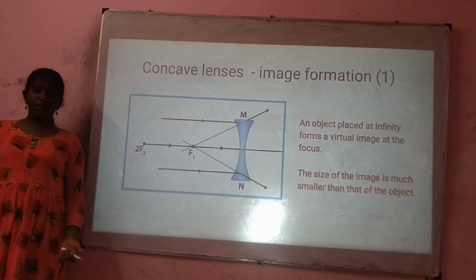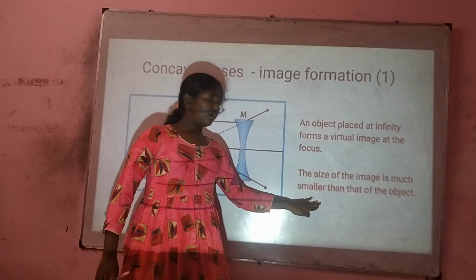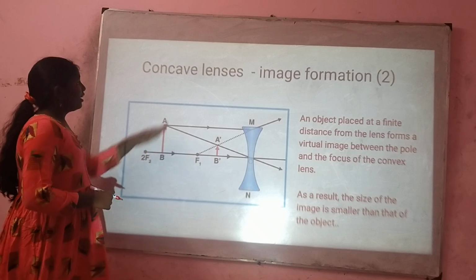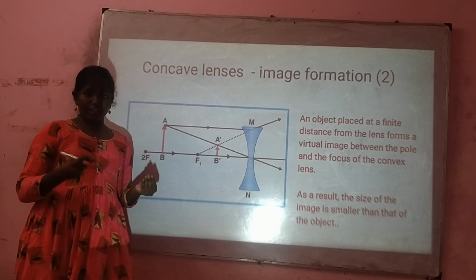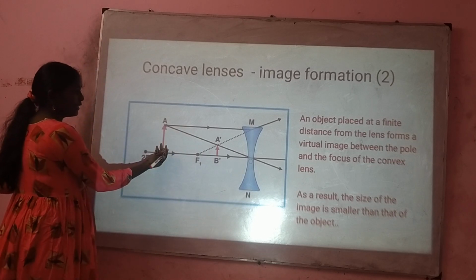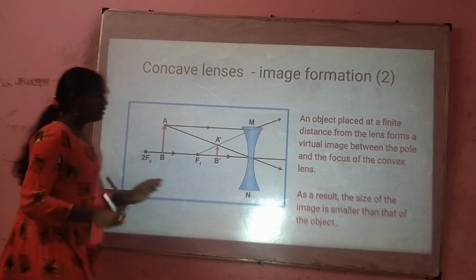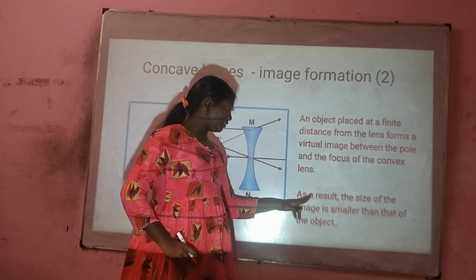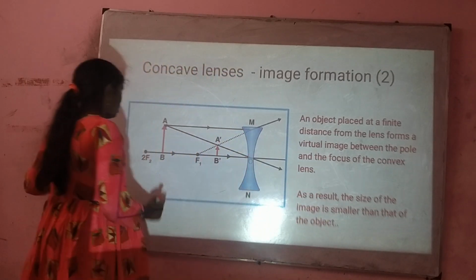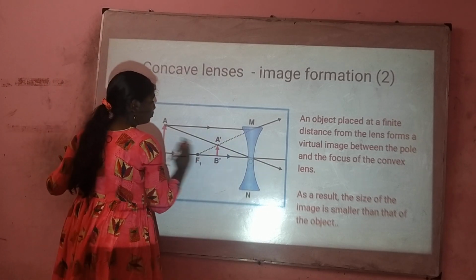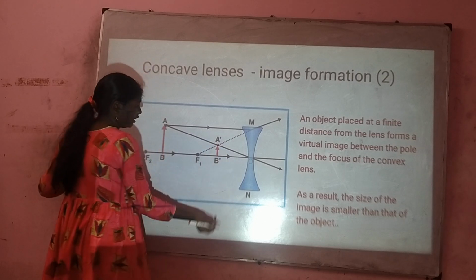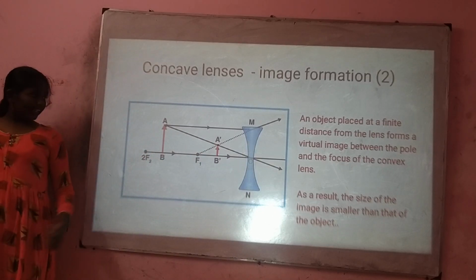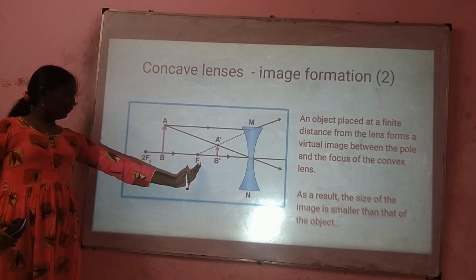The size of the image is also another important notable factor. The size of the image is much smaller than that of the object. So the size of the image is very small. Concave lenses, image formation 2. This is a different case. An object placed at a finite distance from the lens forms a virtual image between the pole and the focus of the concave lens. As a result, the size of the image is smaller than that of the object. So the light rays move accordingly, and when they intersect, they meet here, and that's where the top of the image will be. So this is where the image forms. It's within the focal length, between the pole and the focus.